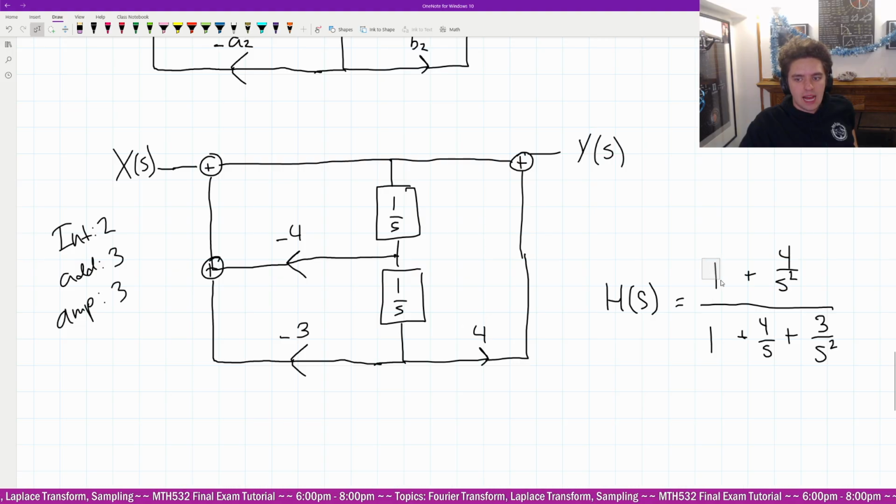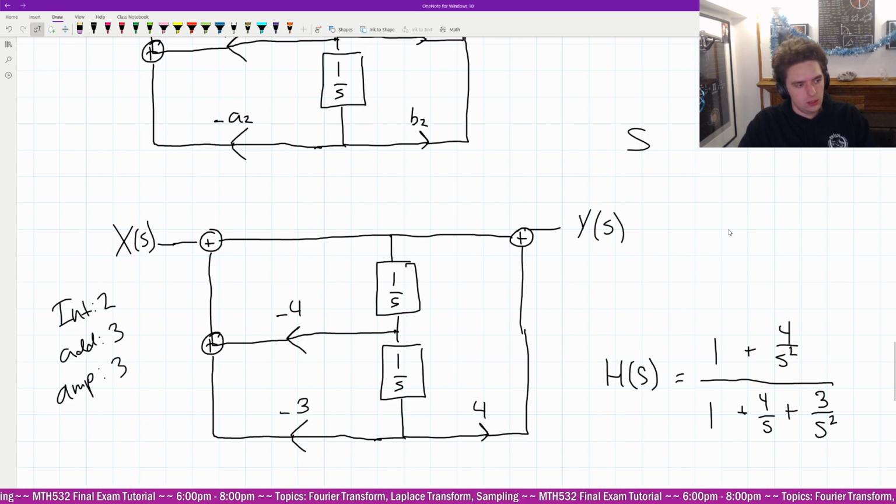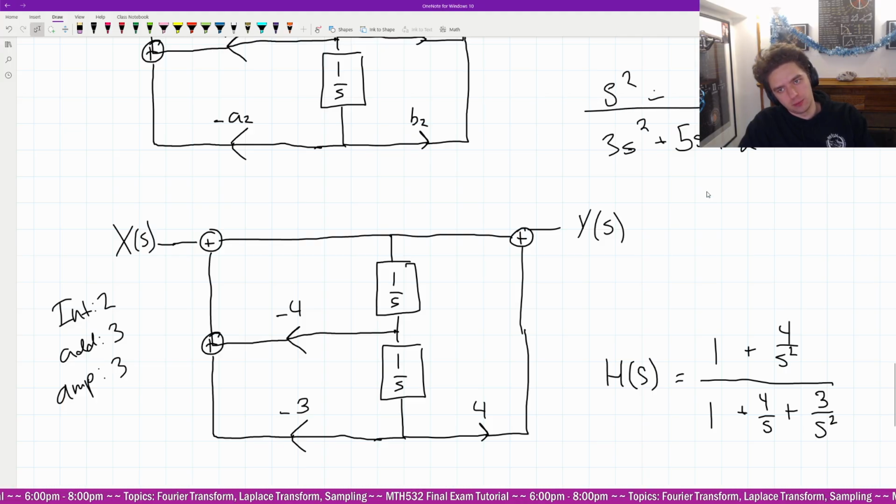You don't want to have any S's, right? If we have something like 3S squared plus 5S plus 2, then you just multiply, that's fine. The 3 is fine. But if that was in the denominator, let's say you had 3S squared plus 2S plus 1.